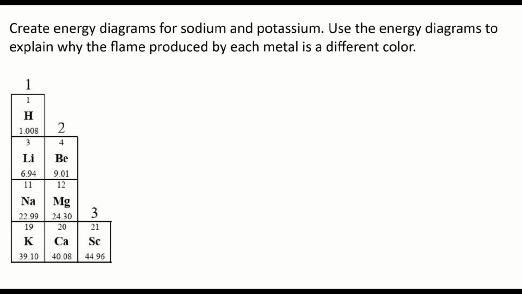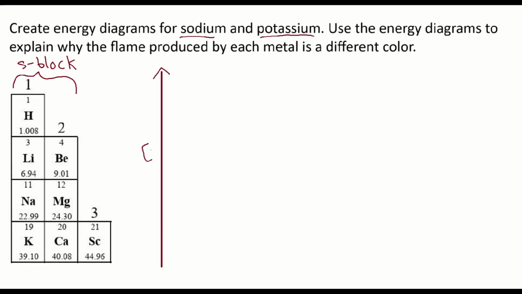Let's go over this post-lab question from our flame test lab. It says to create energy diagrams for sodium and potassium. Let's start with that. Sodium and potassium are both group 1 metals with one valence electron. So we should expect both of these elements to have one valence electron in their final outermost s orbital.